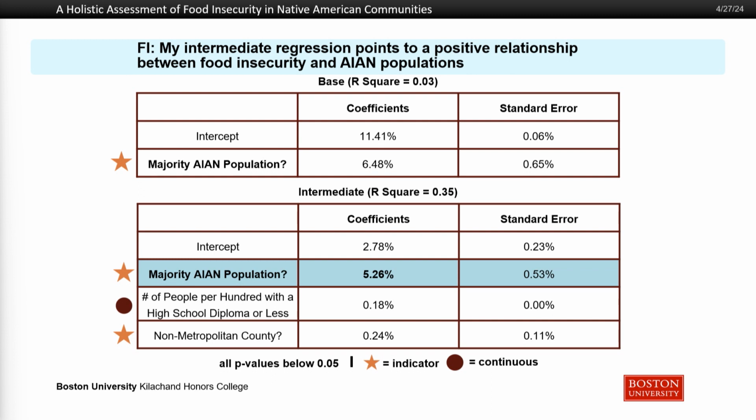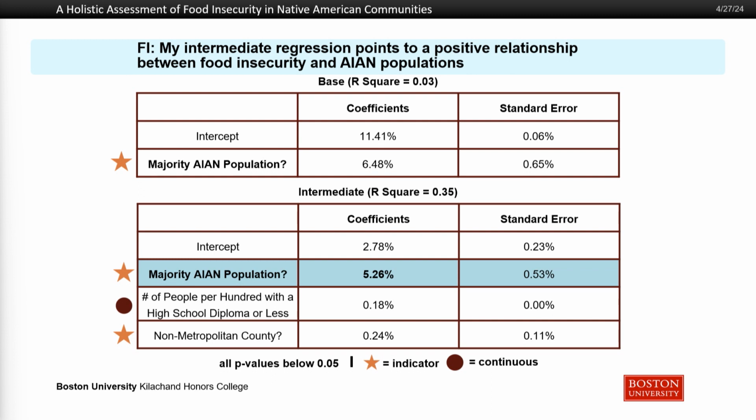has at the moment. As you can see, both the base and intermediate regressions show a positive relationship between food insecurity and having a majority AIAN population, with only a 1 percentage point drop as you add in other variables in the intermediate regression, which shows that basically there's some amount of explanation being done by whether or not a majority AIAN population exists within a county.